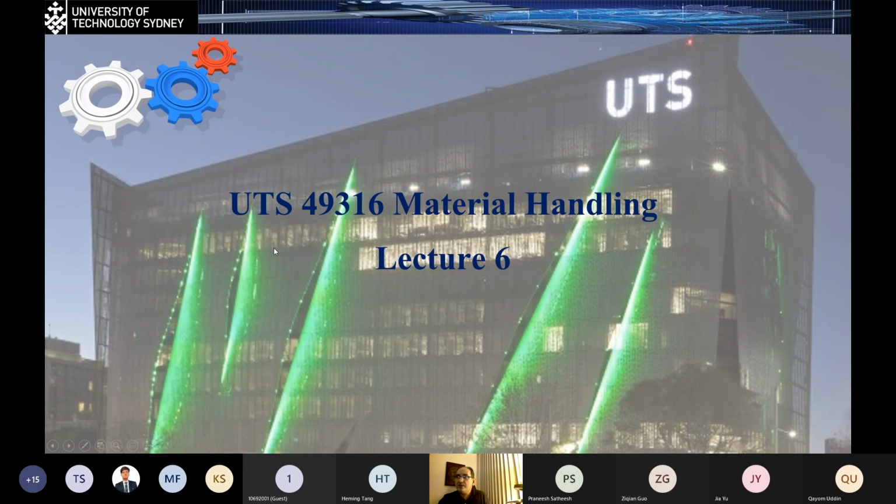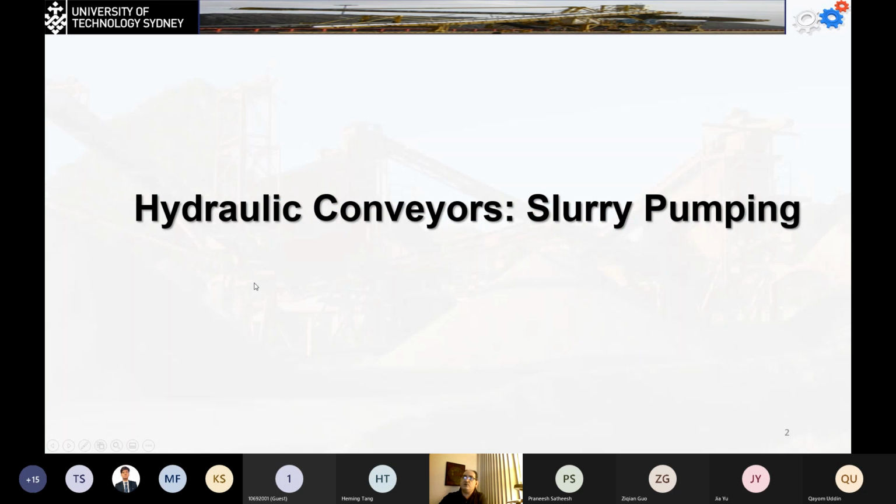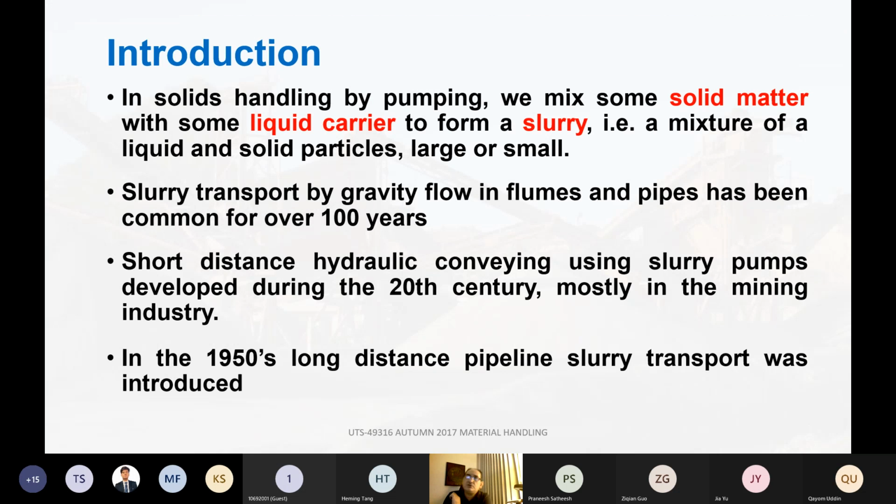So let's have a look at the technology in general, hydraulic conveying, or what we call slurry pumping. We said that in this case, we mix the solid matter with the liquid carrier and form the slurry. It's a mixture of liquid and solid particles. The particles can be large or small, according to the characteristics of the material. Then the slurry can be transported by gravity flow in the films, which has been used for many years. They mix it somewhere at the top of the hill and then use gravity to drain the water to the bottom, and then they separate them.